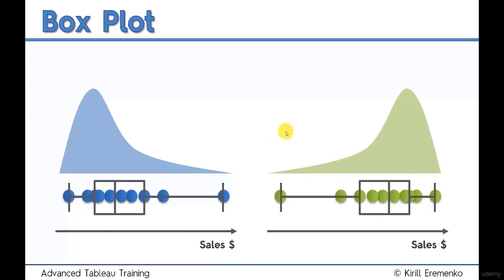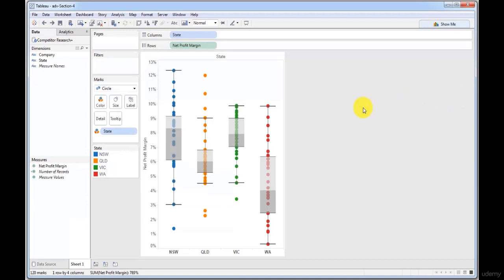Okay, so that is how box plots work. Let's now jump back into Tableau and see what analysis we can derive from them there. All right, so there's our chart. What can we see from this chart, knowing everything we know now?